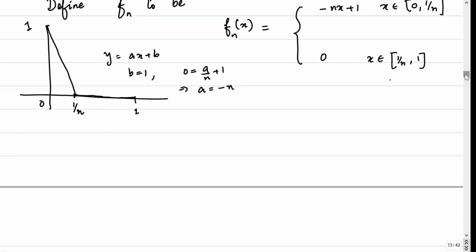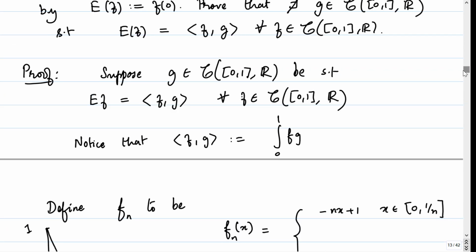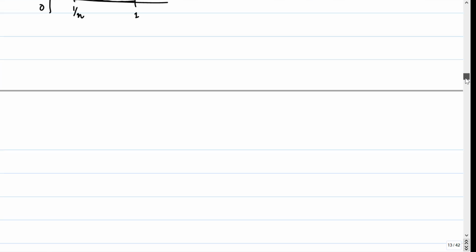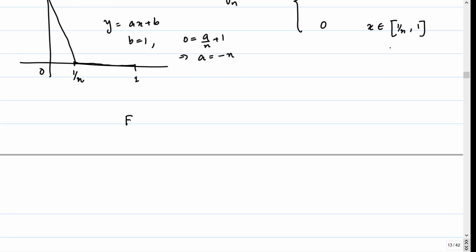And let's see, what is it that we are looking at? We are trying to come up with a contradiction if there exists such a g, right? So let's look at E of Fn. Notice that this is just Fn of 0. So let me write it a little to the right here. E of Fn in our case is just Fn of 0, which is equal to 1. But suppose this is also the inner product of Fn with G.